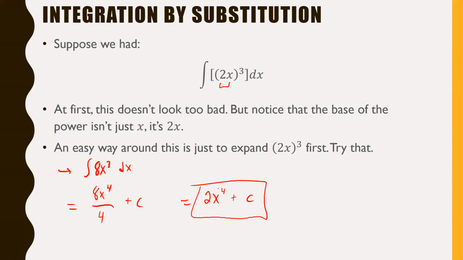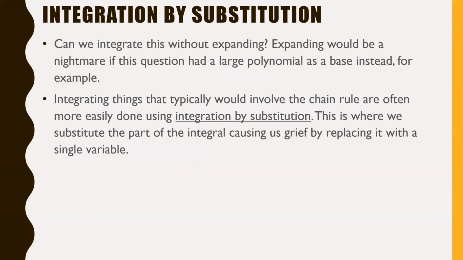So no big deal. Kind of crazy that that's just how that all worked there. That's actually, more than anything, just a coincidence. But it is what it is. So really, that wasn't too crazy of a question. But can we integrate this without expanding? In other words, can we actually do this without doing that repeated multiplication bit?